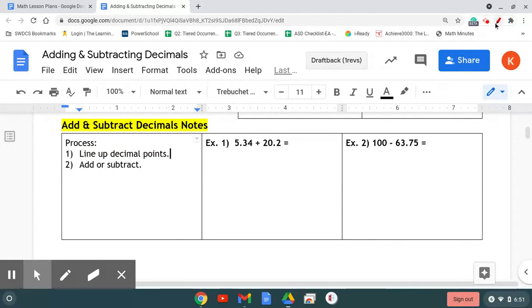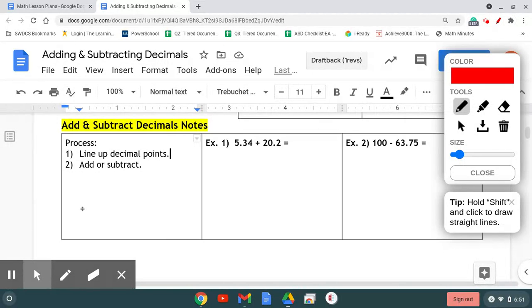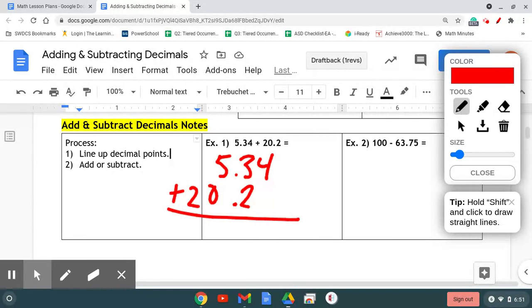All right, let's look at example number 1. We have 5.34, so go ahead and write that down, plus 20.2. Our very first step is lining up your decimals. So let me put the decimal point here. What is on the left side of the decimal point? We have a 0 and a 2, 20, and what's on the other side? 2. Okay, so now we have this empty spot right here under the 4.